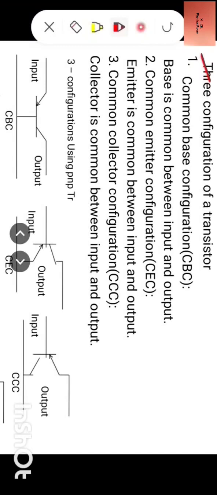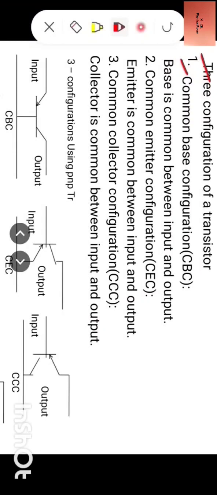Now you know an electrical circuit has four terminals: two input terminals, two output terminals. But a transistor has only three terminals. Therefore, one of the terminals must be taken as common between input and output. And accordingly, a transistor has three configurations.